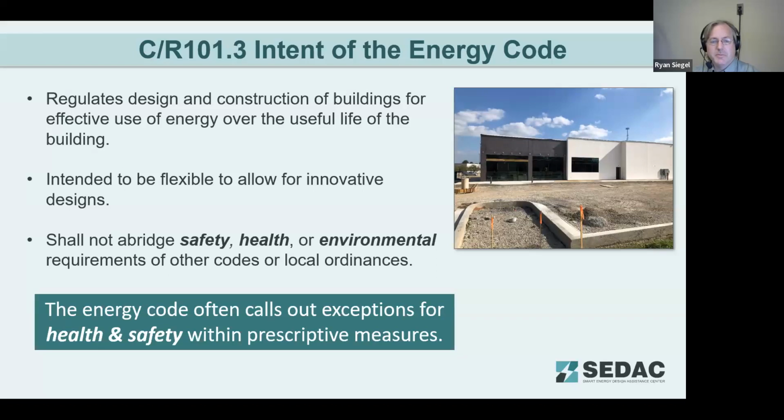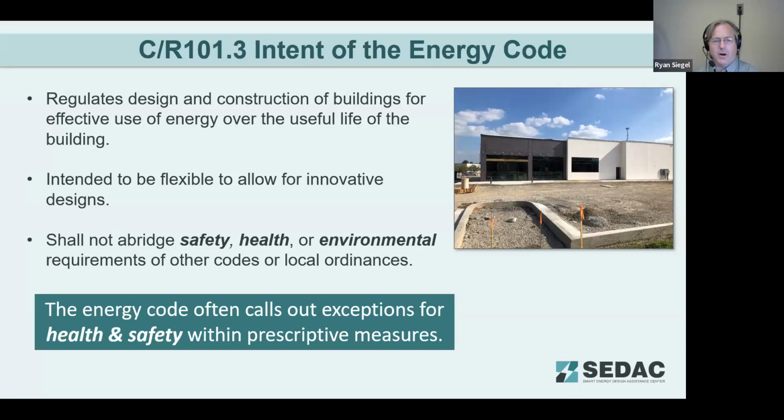The code does try to be flexible to allow for innovative designs. You will note throughout the code, it doesn't specify this is how you must do this. Typically, as far as actual construction and constructability, it doesn't specify the materials you must use. It talks about the attributes of materials. So for insulations, it'll talk about air permeability, because that's really the more critical factor. The actual type of insulation is less critical than its air permeance or impermeance. The code also calls out that it shall not abridge safety, health, or environmental requirements of other codes and local ordinances.